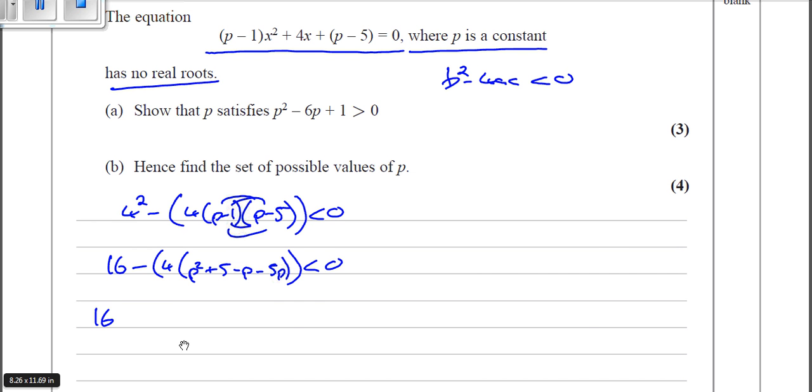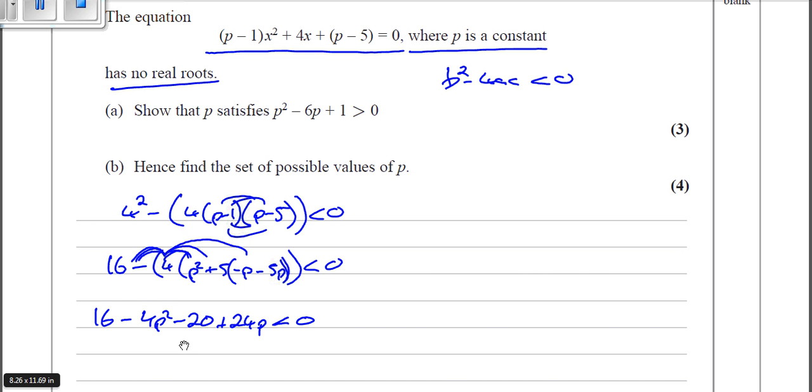Okay, so 4 times p squared, and then there's a minus there, so minus 4 times p squared is going to be minus 4p squared. And then we've got a minus 4 times 5, which is going to be minus 20. And then we've got minus p, take away 5p, so that's going to be minus 6p. So minus 4 times minus 6p is going to be plus 24p, and that is greater than 0.